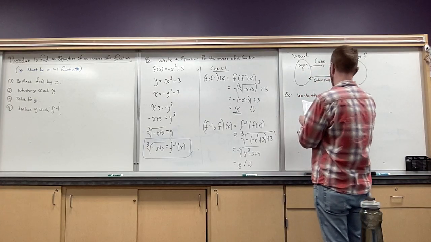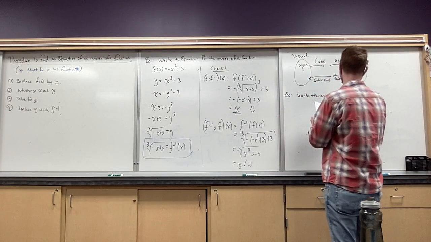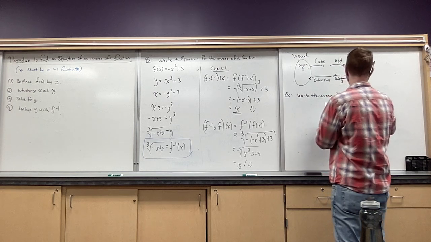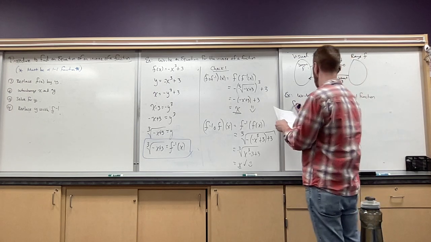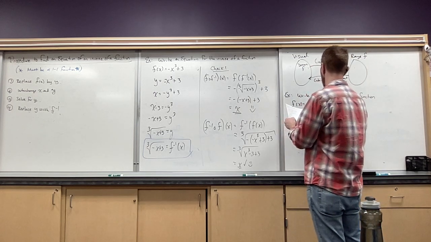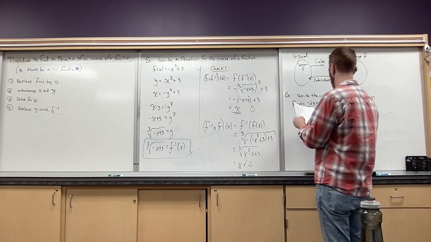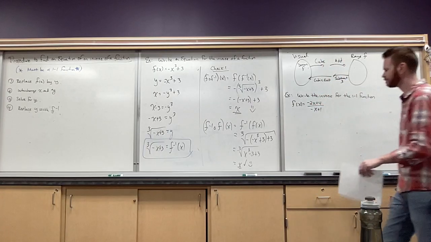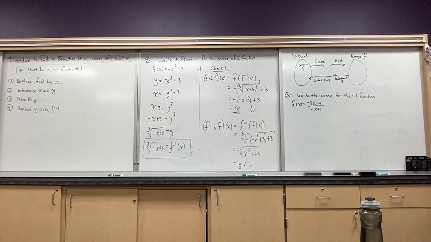Write the inverse for the one-to-one function. So f of x equals negative 2x plus 4 over negative x plus 1. We're going to do the same procedure, but this has a fraction to it. And I want to at least give you a good step-by-step on how to mess with this, okay? It's not anything tricky, but it's just good to know what you're getting into.